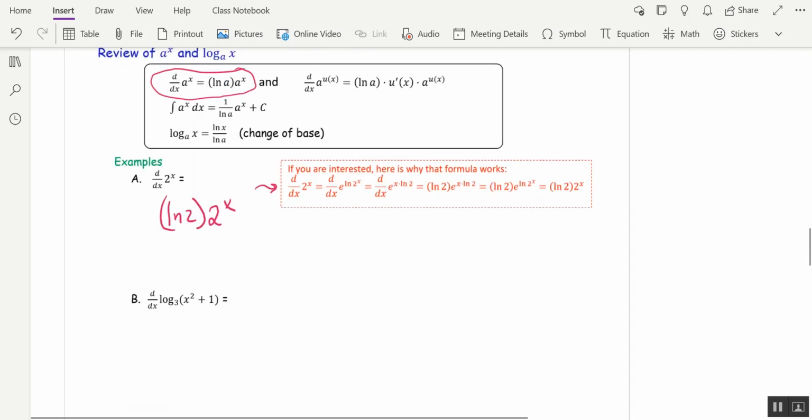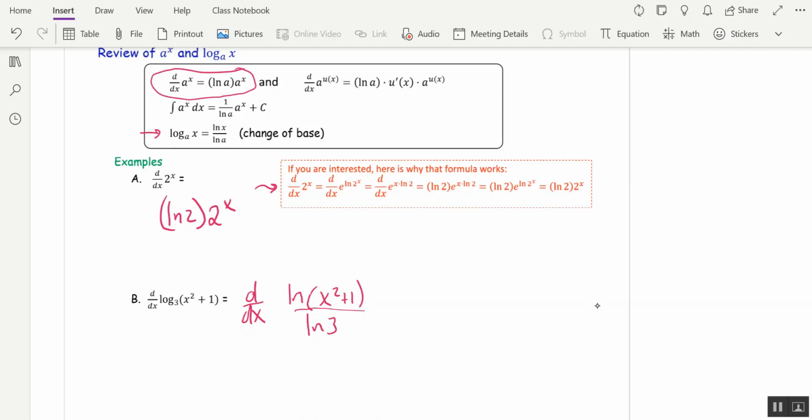All right, next one, d by dx of log base 3 of x squared plus 1. Well, I don't see a formula up here that would handle that, but I do see a change of base formula. So what we're going to do is change the base. So we're not going to take the derivative yet. This is d by dx. Change this to natural log, and then use a formula that we know. So this is ln of x squared plus 1 divided by ln of 3 by the change of base formula. All right, so that's all I did was change the base. I didn't take the derivative, and that's not times. That's d by dx of this function.